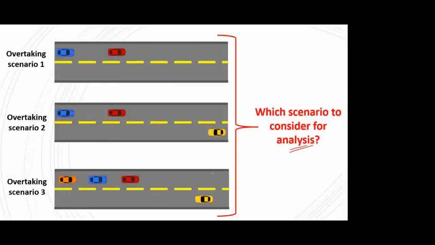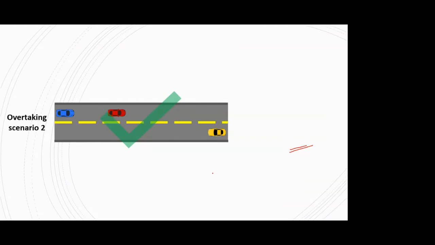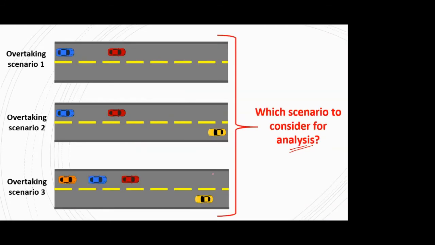Okay, it's good. Now the answer to this is the second scenario, and I'll tell you the reason. The ones who answered scenario 3 might have thought that you have more cars in the system, so this is the critical one. So if your blue vehicle has to overtake, it has to take into consideration a lot of parameters.